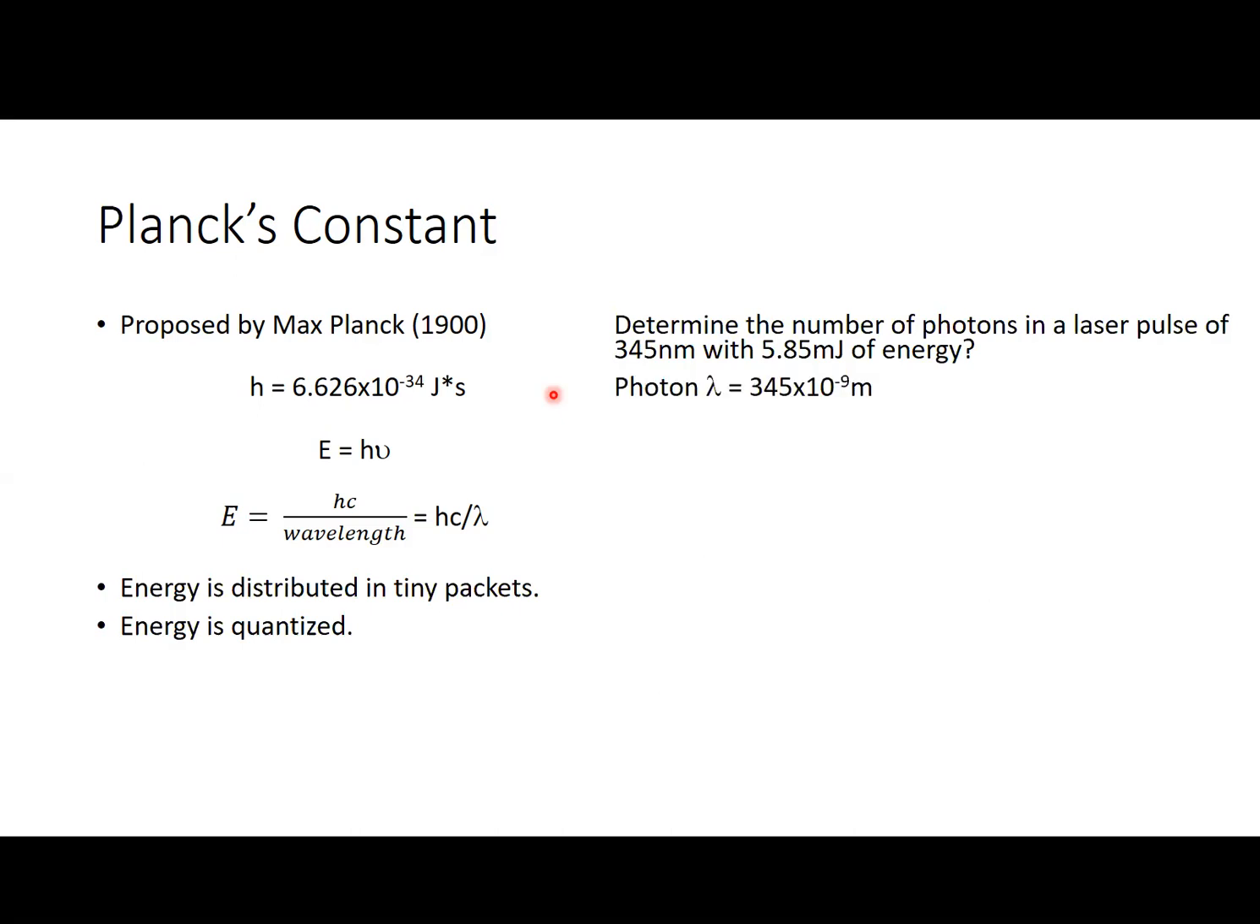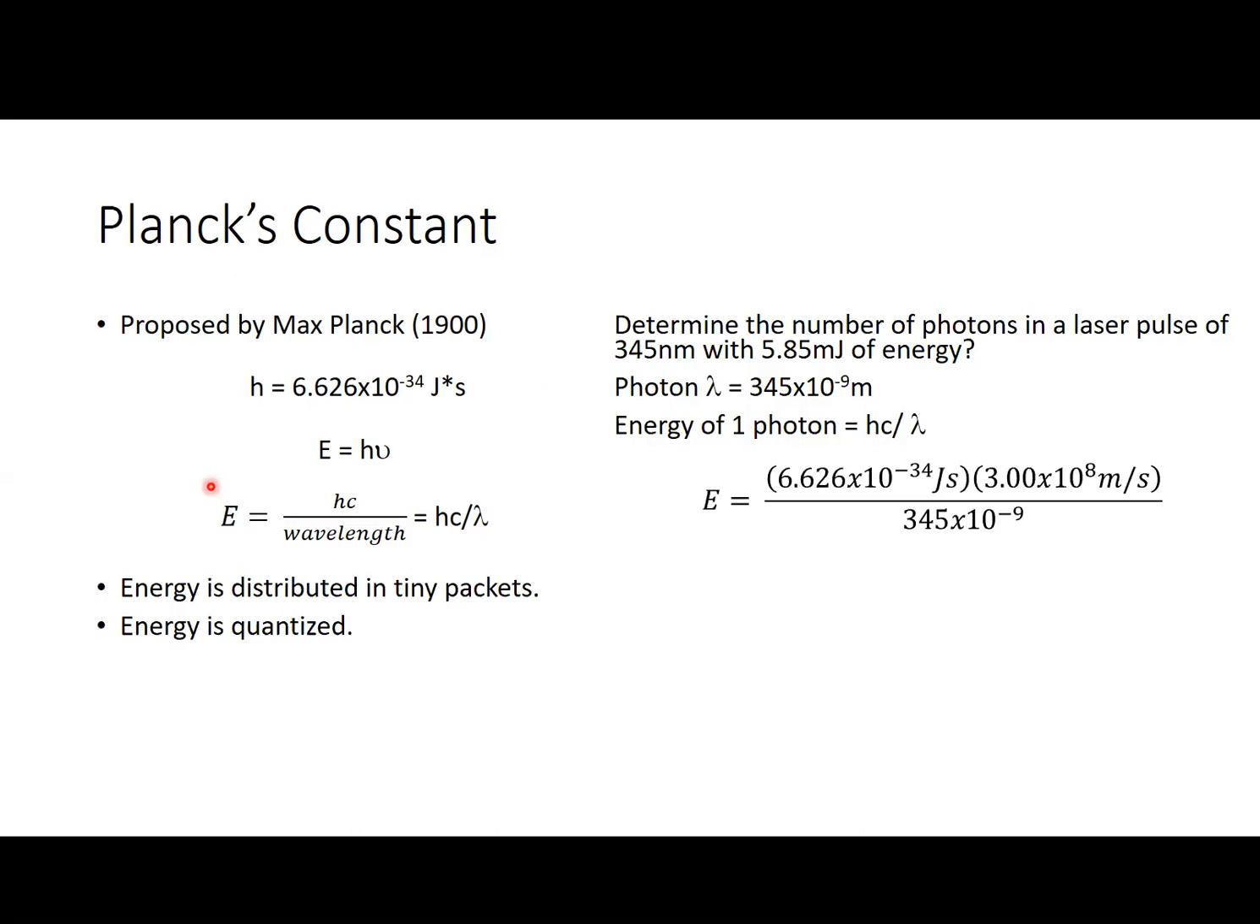Well, the photon wavelength itself is 345 nanometers, which is 345 times 10 to the minus 9 meters. The energy of a single photon would just end up being E equals hc over lambda. You can figure that out pretty easily. So E equals h times c over lambda, which is 5.76 times 10 to the minus 19 joules. So now I know the energy of just a single photon that has this wavelength.